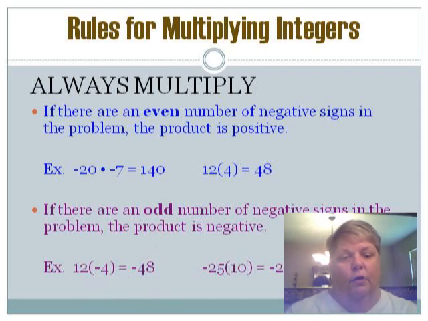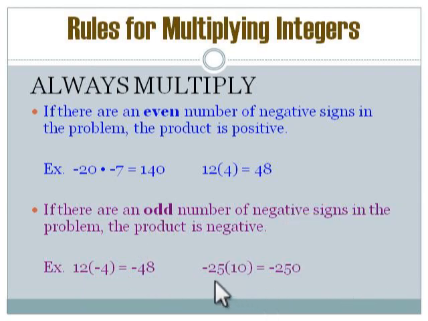Okay? So let's look at this other example. Negative 25 times 10. Well, 25 times 10 is 250. There's an odd number because there's only one, so my answer will be negative.